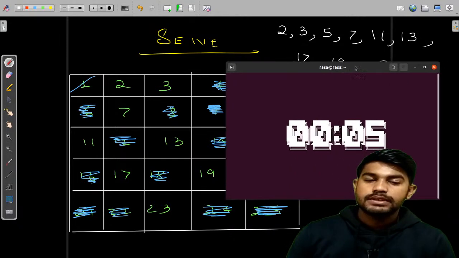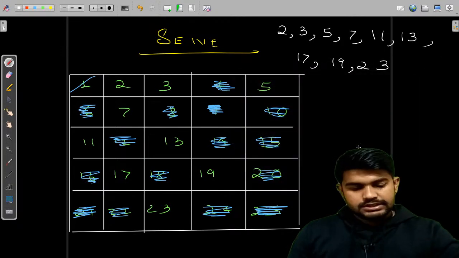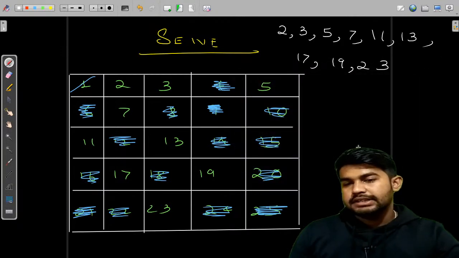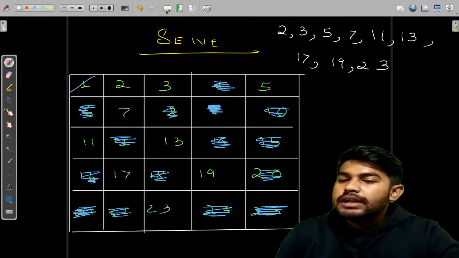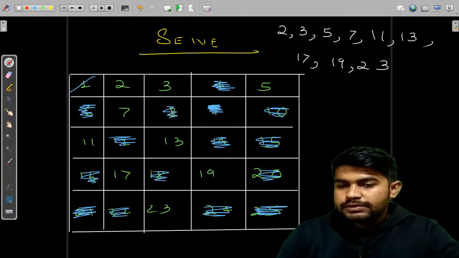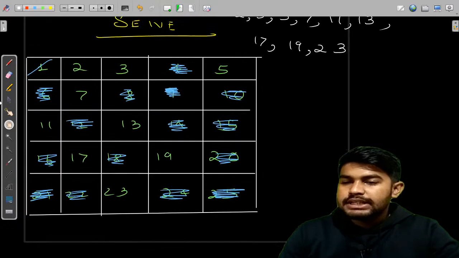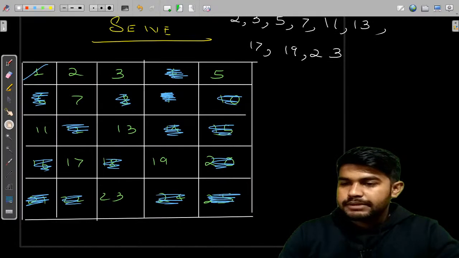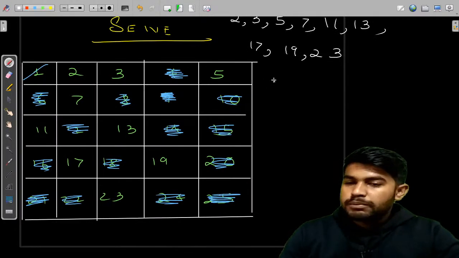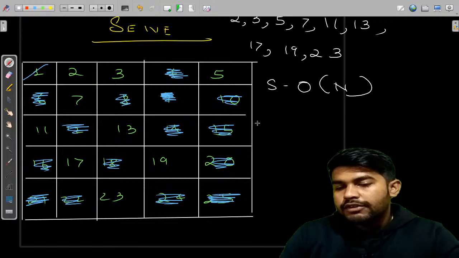Okay. Now we would be doing a bit advanced thing. Whenever you are given this one, let us talk about the space and time complexity of these two. The space complexity would be order of n because we need to have an array of size n.